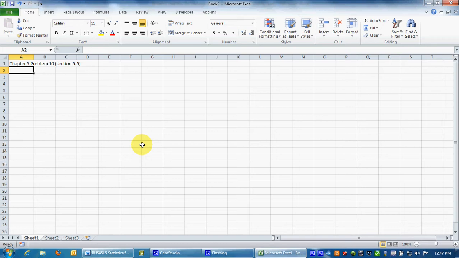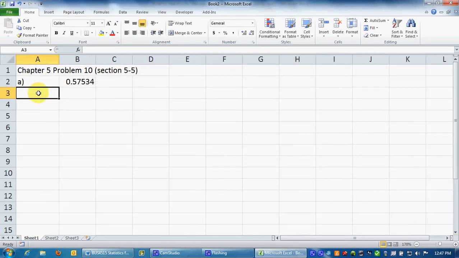A, find the mean number of low birth weight babies born each day. So problem A. So we know how many per year, which is 210. So 210 divided by 365 days in a year means that the probability each day is 0.575342. Now let me zoom in on this just a little bit. That probably makes it a little more comfortable for you to see.